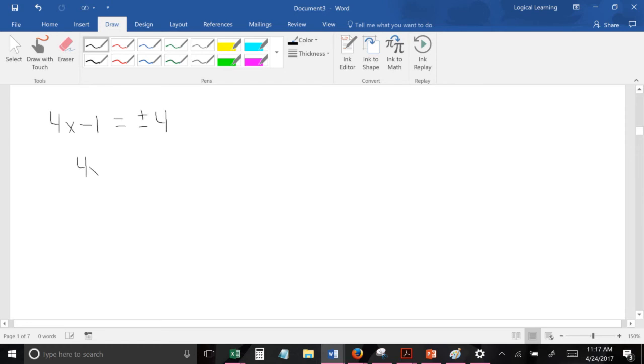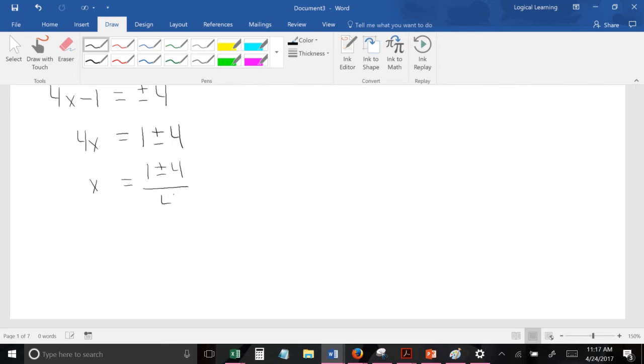So we have 4x, we're going to add 1 to each side, equals 1 plus or minus 4. And then we divide by 4, and it's going to give us x is equal to 1 plus or minus 4, divided by 4. And from this we can find our two solutions. We have 1 minus 4 divided by 4, which is going to give us negative 3/4. And we have 1 plus 4 divided by 4, which is going to give us 5/4. And these are the solutions to our quadratic equation that's in this form.